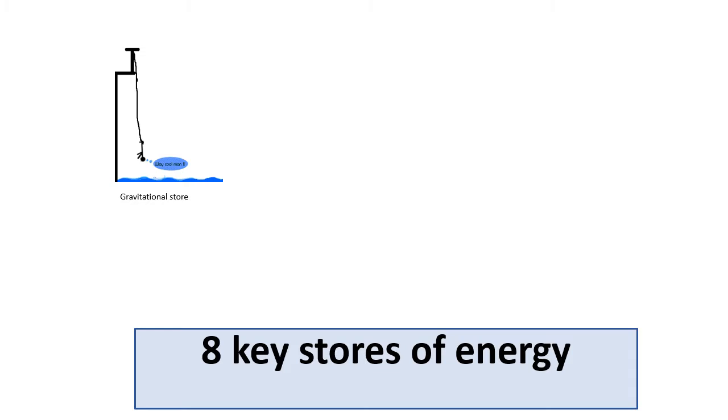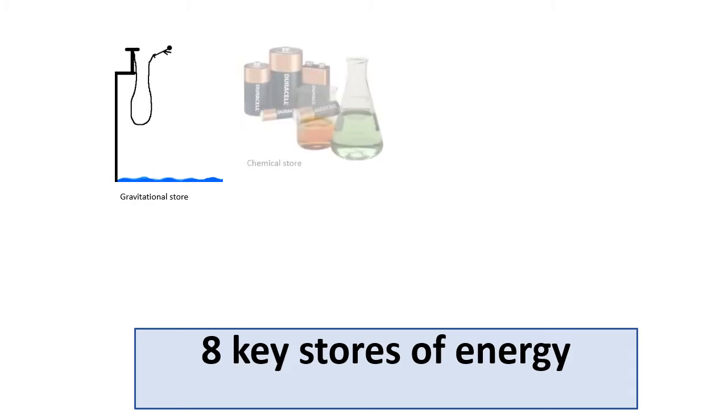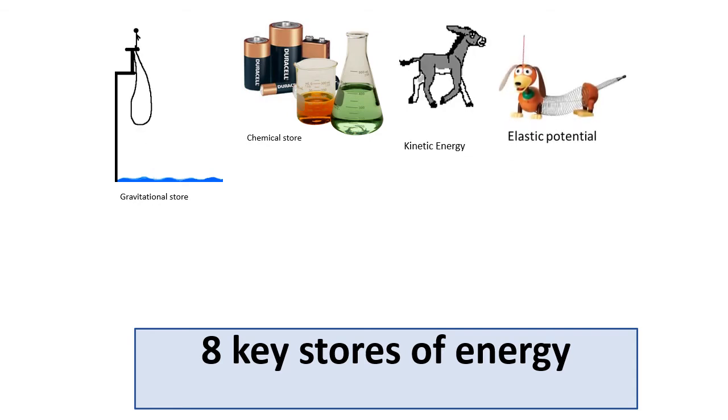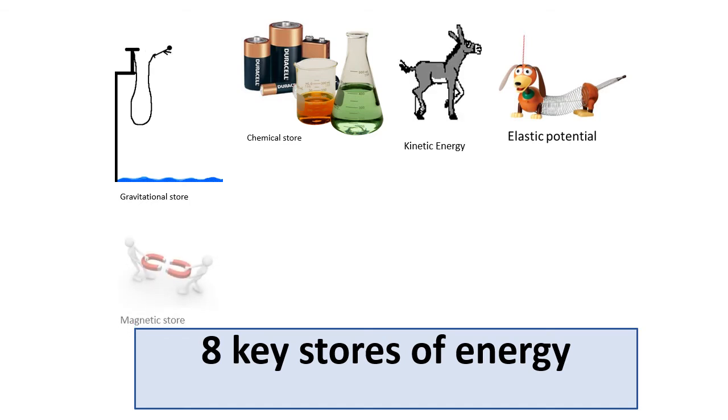Right, so well done if you got that. So whenever something is jumping from a height or it has some height, it has a gravitational potential energy store. Everything which is used as a fuel is known as a chemical store. You can see battery, you can see acids. Even our food is an example of a chemical energy store. When something is moving, running, it has a kinetic energy store. When something is stretching or compressing, that is an example of an elastic potential energy store.